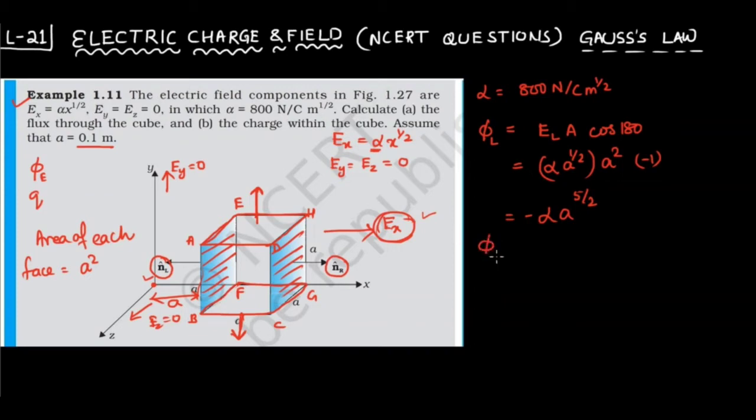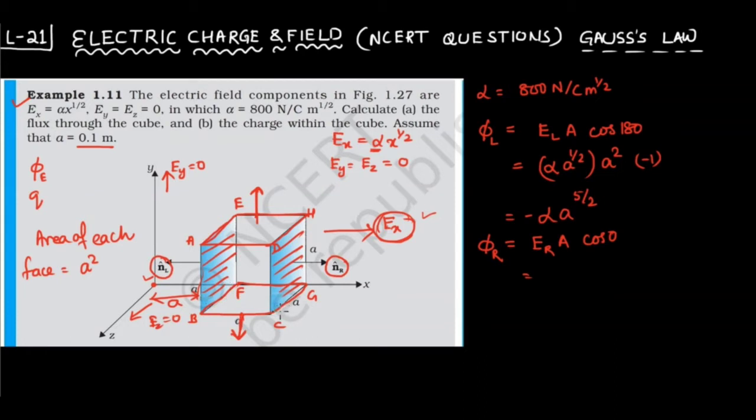Now we have to find the value of phi R, meaning the electric flux through the right face, that is DCGH. The angle between the electric field and N_R cap is 0 degrees. So phi R will be ER, the electric field at the right face, into the area of the right face, into cos 0. So how to find ER? Again, look at the distance of the right face, that is DCGH, from the origin, or the x coordinate of the right face.